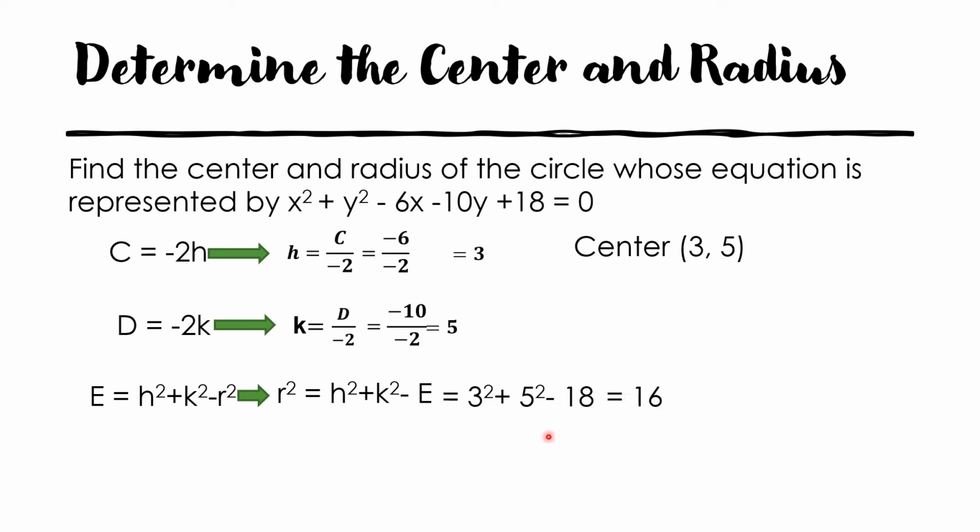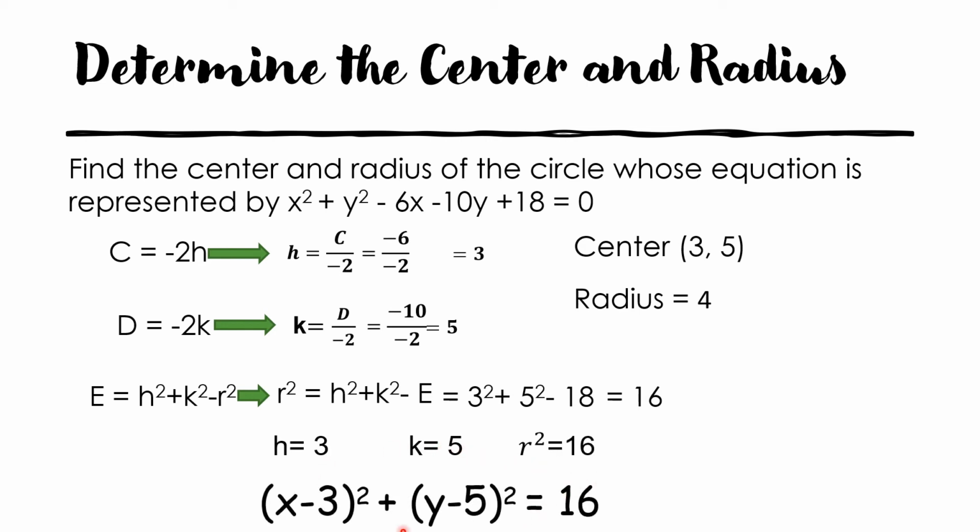So, 16 is only our r squared. So, para ma-solve natin yung r, get the square root of 16, that is equal to 4. So, ang radius natin is equal to 4. And since ito na yung ating center, (3, 5), and ang radius natin ay 4, we can also plot it on a center radius form gamit yung value ng h natin, k and r squared. We can now have our new equation, (x minus 3) quantity squared plus (y minus 5) quantity squared is equal to 16.